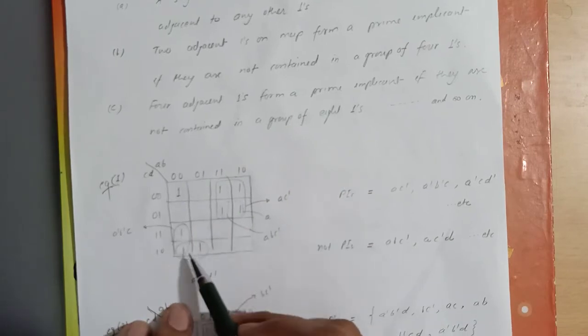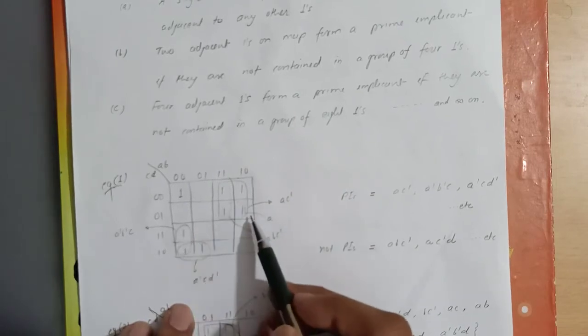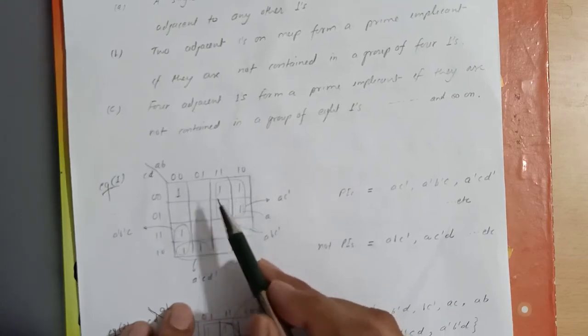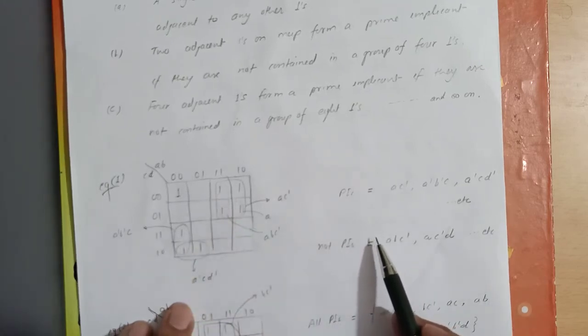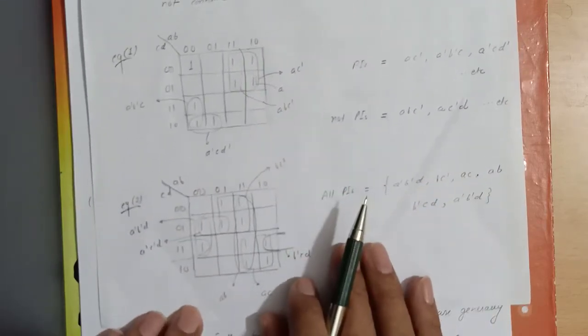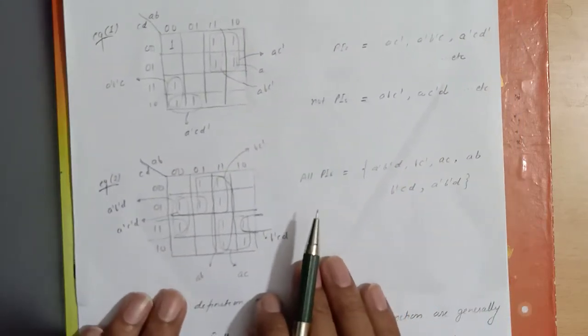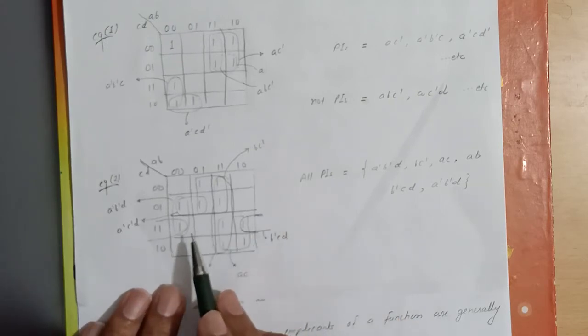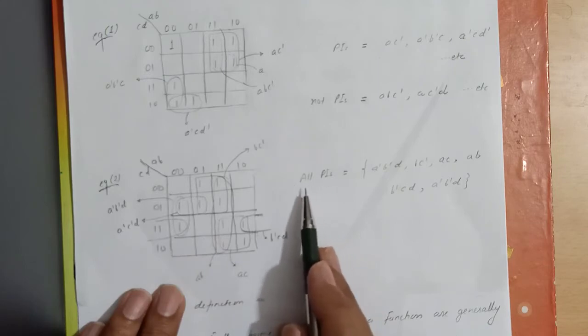So in this example, these two are prime implicants. This is not a prime implicant. This is not a prime implicant. So we can find out all the prime implicants for a given K-map. We can easily find all the prime implicants.